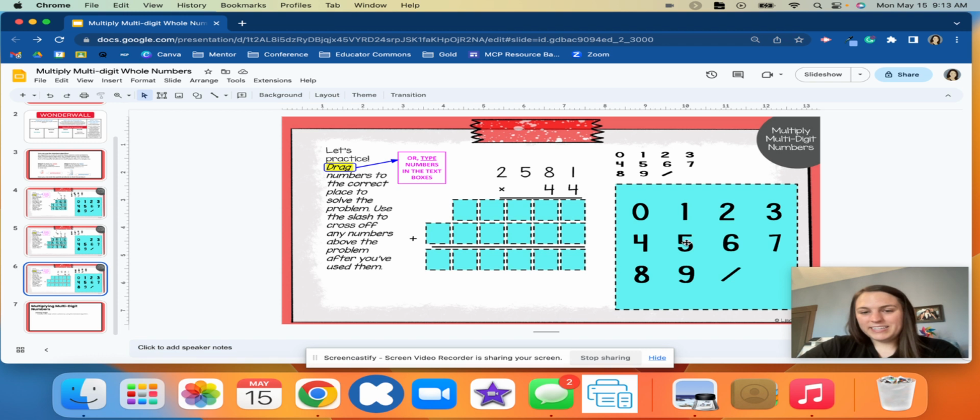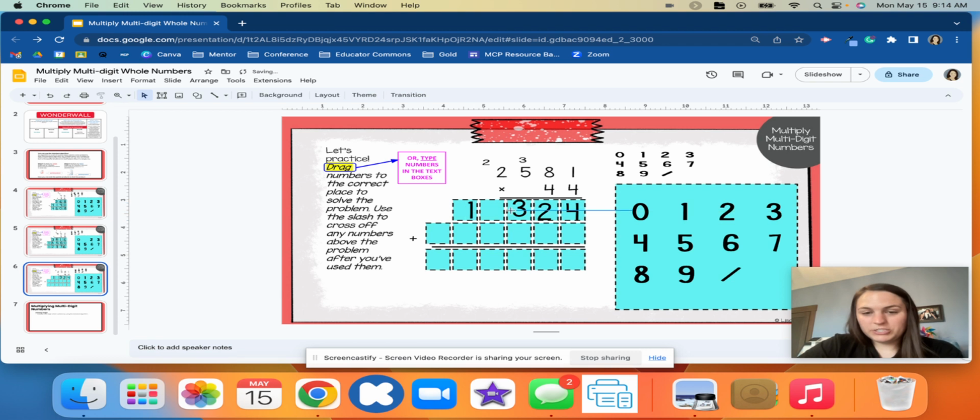So 4 times 1 is 4. 4 times 8 is 32. And I'm going to carry my 3. 4 times 5 is 20, and we have this 3 up here, so we're going to put 23. 4 times 2 is 8, plus 2 is 10.